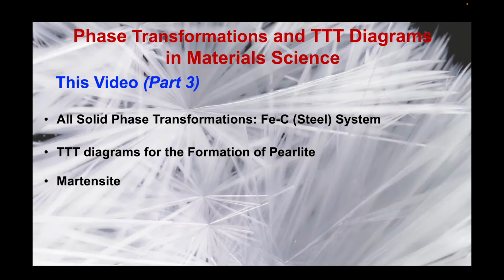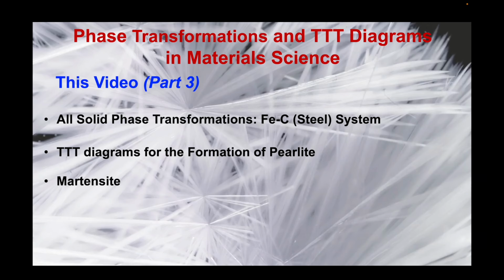In our first two videos, we used examples of the solidification of liquids to understand the key issues involved in phase transformations and their associated TTT diagrams. In this last video, we will look at all-solid phase transformations, using what's really a classic example of the so-called eutectoid reaction in the iron-carbon steel system.